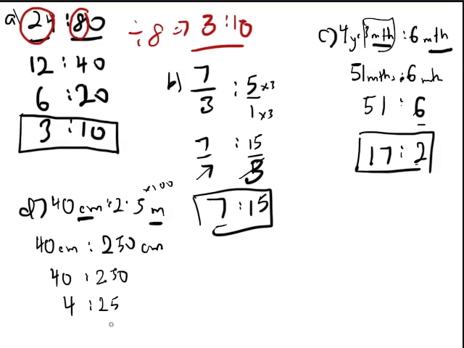Can you divide 25 by 4? No, you can't. Can you divide it by 2? No, you can't. Okay, that's it. That's all. So the answer is 4 is to 25. Good job. And for part E, the final one, let's take a look at the question.